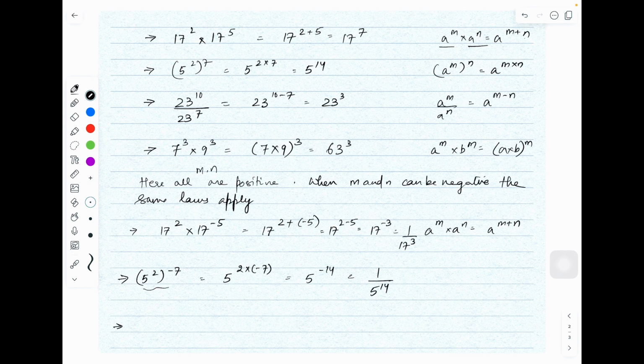Okay. Third example is 23 to the power minus 10 by 23 to the power 7. We know we have to subtract. So 23 to the power minus 10 as it is, then minus, then 7 is there instead of n. This is minus 10 minus 7 is minus 17. So this is 23 to the power minus 17 equals 1 by 23 to the power 17 we can write.